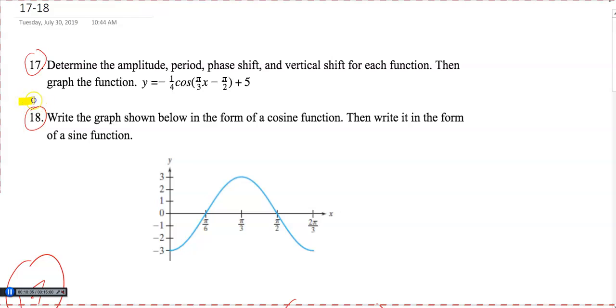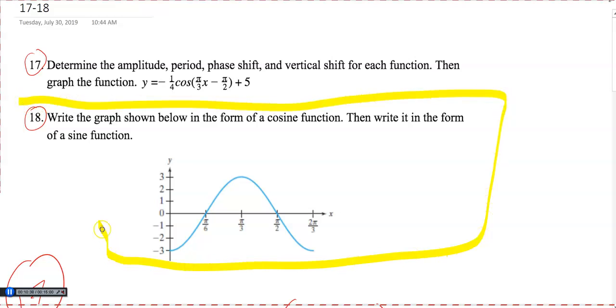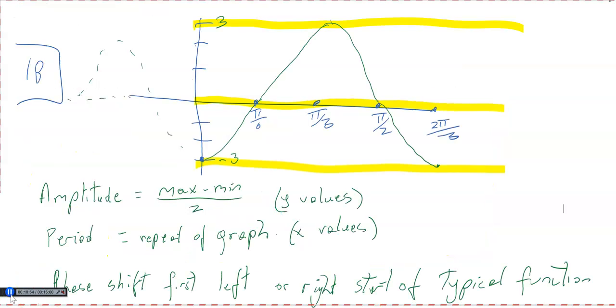So the next problem we'll look at is number 18: write the graph shown below in the form of a cosine function and then as a sine function. So we're going to take this graph and find the different parts of it. To express this graph as a cosine or sine function, we need to find certain things. For example, the amplitude. Amplitude is max minus min over 2. So it's 3 minus -3 over 2, which is 3. So your amplitude is 3, or you could just look at the distance from the middle to the top or the middle to the bottom, and you see that it's 3.